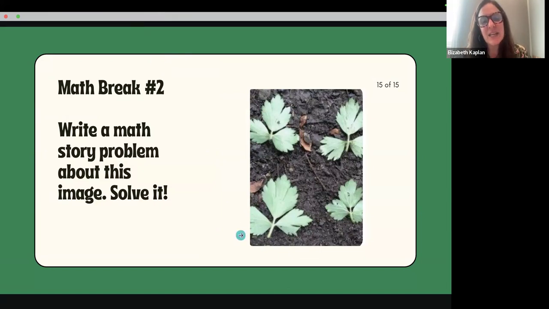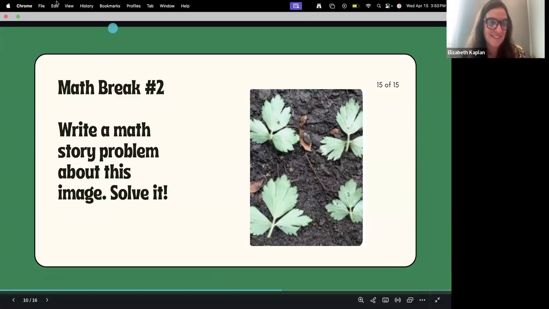Write a very brief math story problem, or it could just be a math problem about this image, and we'd like you to solve it. So remember, we're in third grade, we're multiplying. If people want to write a math story problem about this image and solve it, you can take your time on this.